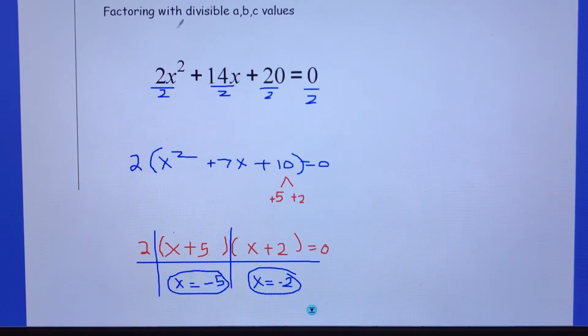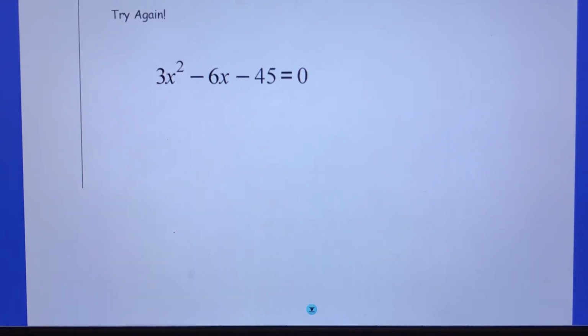Okay, so let's try one more. Here's another example. Again, before we use the quadratic equation, we're going to see if we can just simplify this first. I have a 3, a negative 6, and a negative 45. Each number is divisible by 3. That's good because the front number is 3. So I'm going to divide each term by 3. Remember, put the 3 in front in parentheses. You can make a very large parentheses, and make it equal to 0.